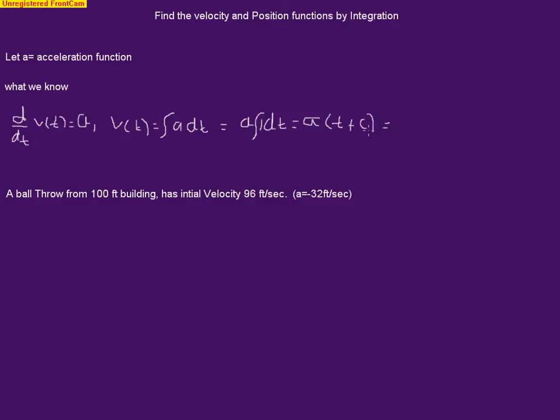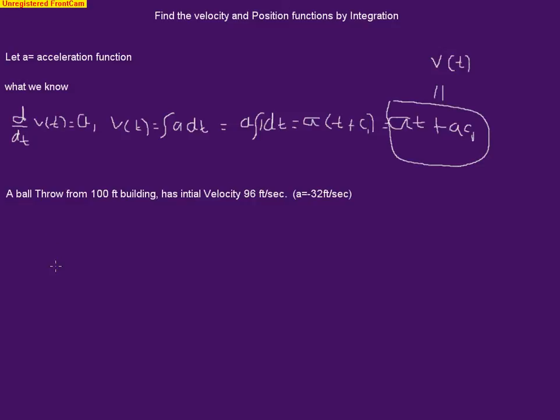Okay, let's give that a C1. And then we just multiply back in, so we get at plus a c1. So this right here is the velocity function by integration of the acceleration function, v(t).